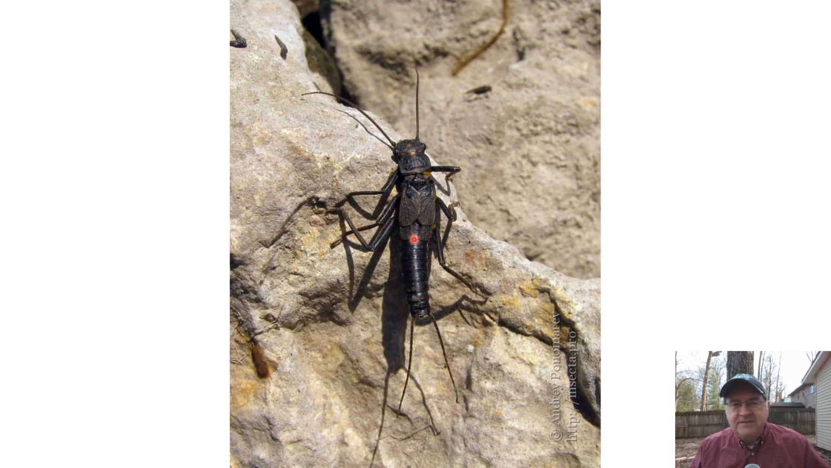As you can see here, some stoneflies, including some of our local species, are actually brachypterous. Brachypterous simply means that they have short wings. So the wings are really short and they're not functional. That's as large as the wings get in this particular species.